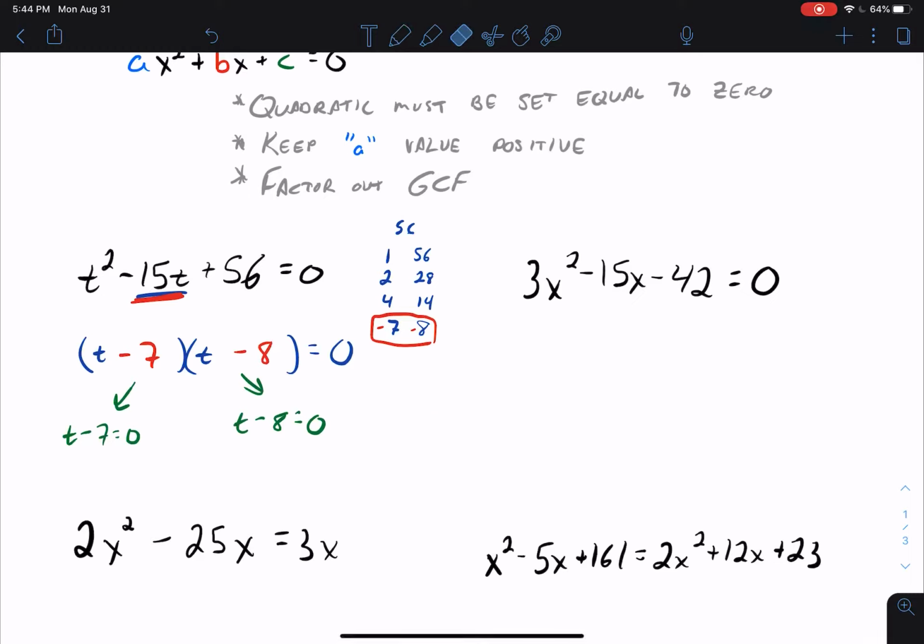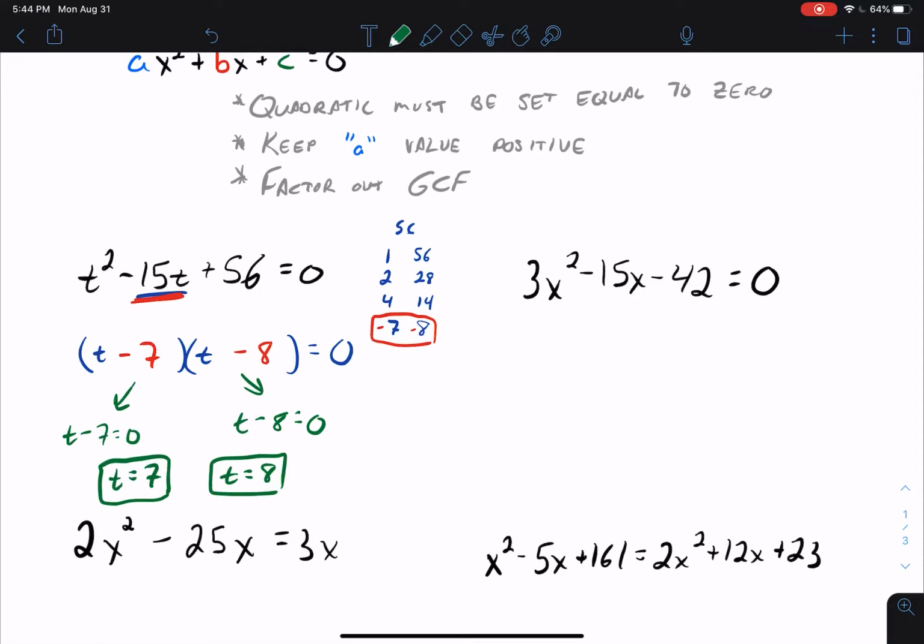So we had to break off each of these binomials and set them equal to 0. Break off each of these factors, set each factor equal to 0, solve those, and we'll get t equals 7 and t equals 8. So that's a problem refreshing you, hopefully, on solving by factoring.